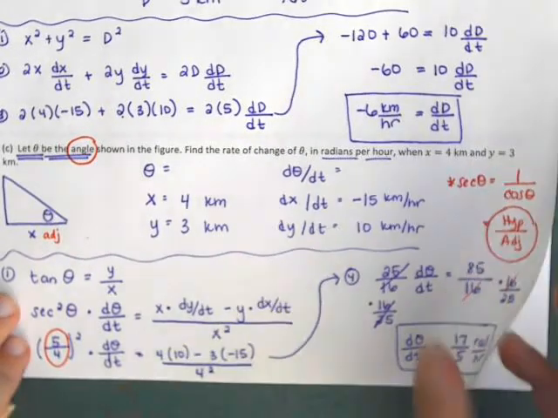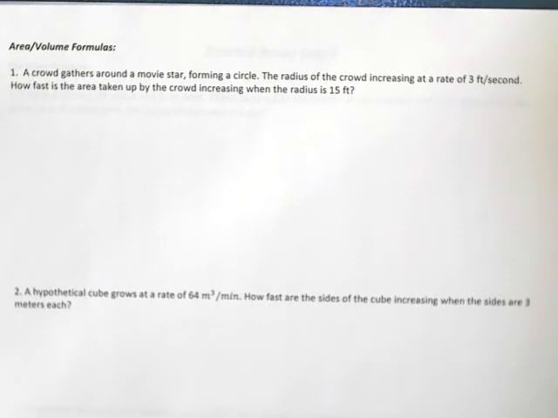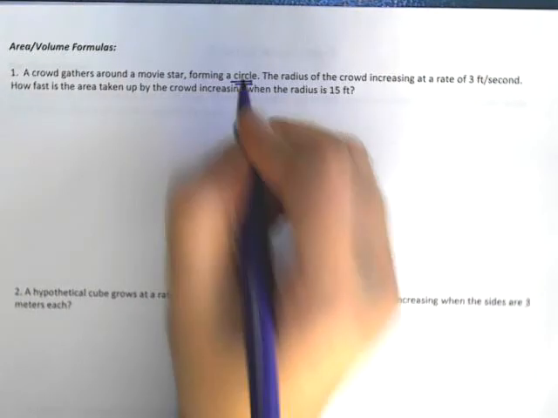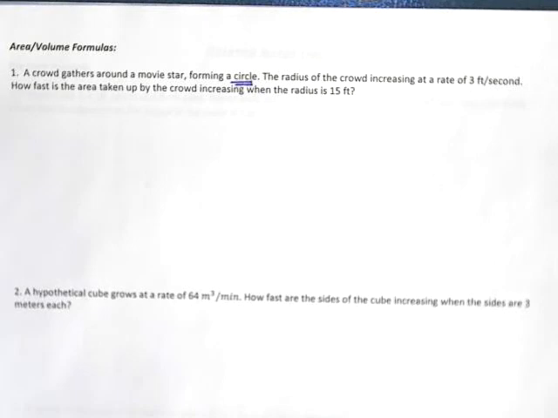All right, the second type of problem we're going to look at today is area and volume formula problems. So just like we needed to be able to use trig formulas to solve these problems, we're going to need to be able to know area and volume formulas. So let's start with number 1. A crowd gathers around a movie star forming a circle. The radius of the crowd is increasing at a rate of 3 feet per second. How fast is the area of the crowd increasing when the radius is 15?